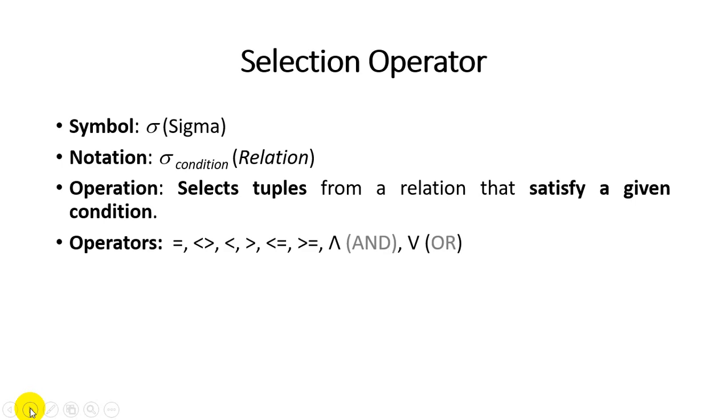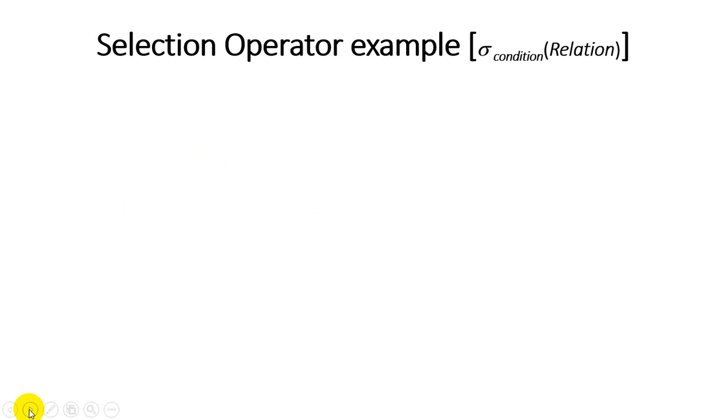Operator, or we can say condition. As operators, we use equal to, less than, greater than, not equal to, less than or equal to, greater than or equal to, and or. So in a particular operation, we use all these operators with the help of a particular condition. Selection operation example with conditions as well as relations. Now we study how the selection operation is used with the help of this particular syntax.